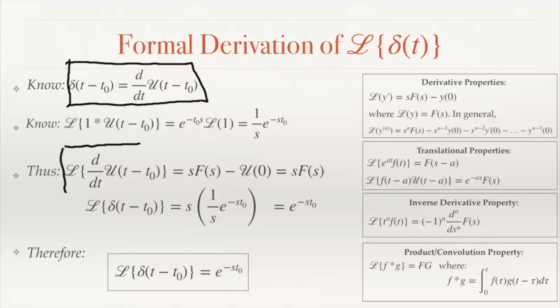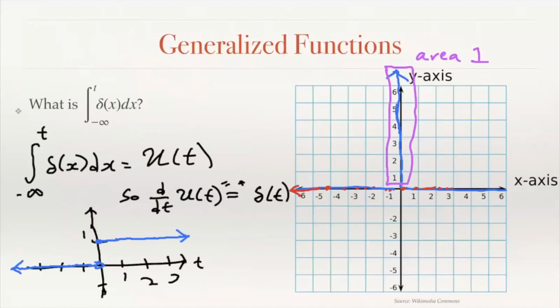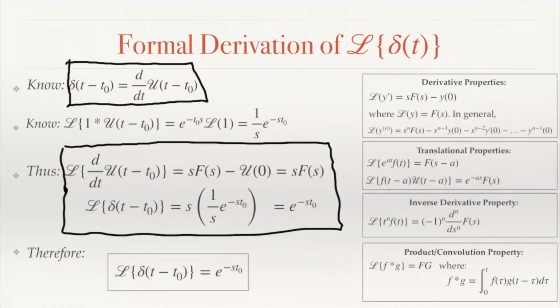Well, the Laplace transform of the Dirac delta function would be the Laplace transform of the derivative of the unit step function, by this, as we found. And we know how to take the Laplace transform of a derivative. It'll be s F(s) minus y(0). In this case, that's u(0), and unit step of 0 goes away. So therefore, the Laplace transform of the Dirac delta function of t minus t naught is that.